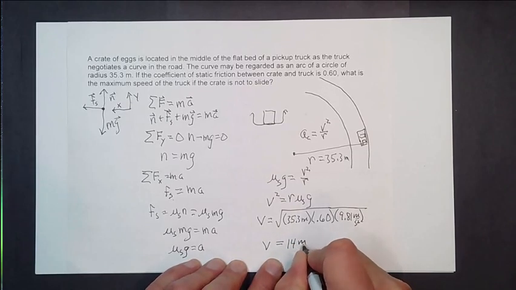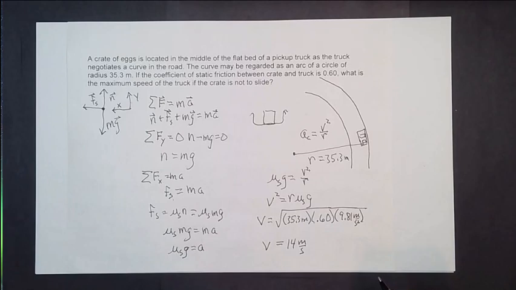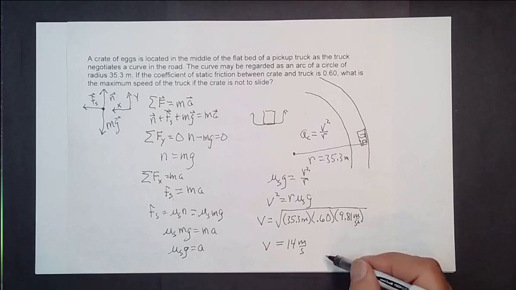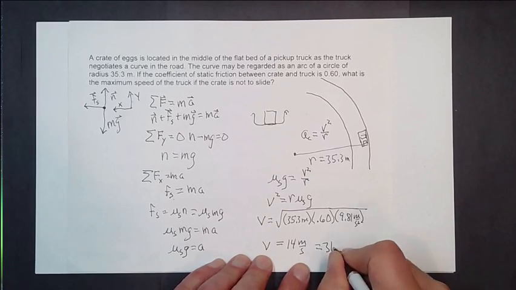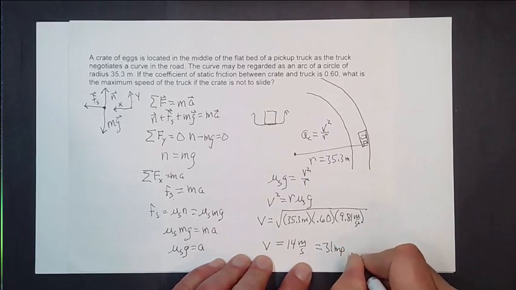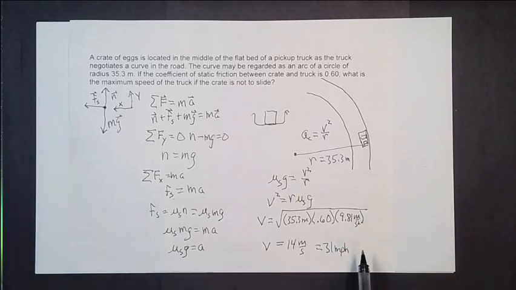14 meters per second, which, if you care to do a unit conversion on that, multiply it by 1 mile over 1609 meters times 3600 seconds. For that, you'd find out that it's about 31 miles per hour. And so seems like kind of a reasonable speed. If you're trying to make a turn, you might have stuff sliding around in the back of your pickup bed if you're going at speeds like that.